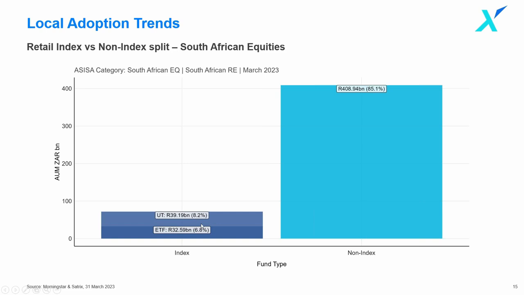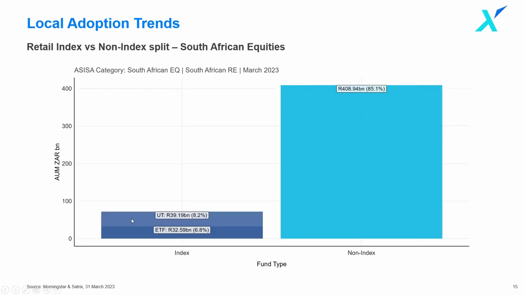So if you add up unit trusts as well as ETFs, you get to 15% of the total AUM in JSE listed instruments, or categories associated with JSE listed instruments. So this gives you an indication that there's been pretty healthy take up in South Africa, with investors adopting index-based and cost-effective strategies to get their exposure to various strategies that they want in their portfolio.